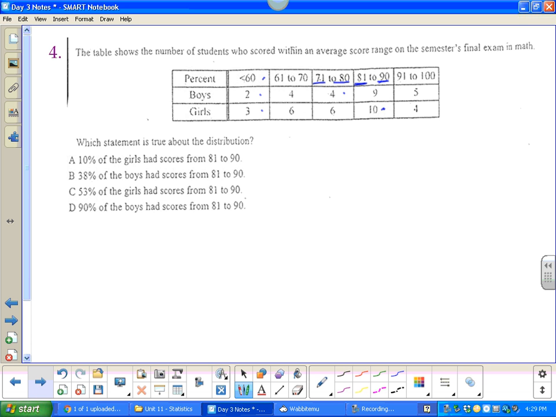It says which statement is true about the distribution. It says 10% of the girls had scores from an 81 to a 90. Well, 10 girls had a score from 81 to a 90, but I don't know if that's 10%. So I have to put part over whole. So 10 girls out of, how many girls did we have total? Well, 3 and 6 is 9, 15 to 25, and 25 and 4 is 29.